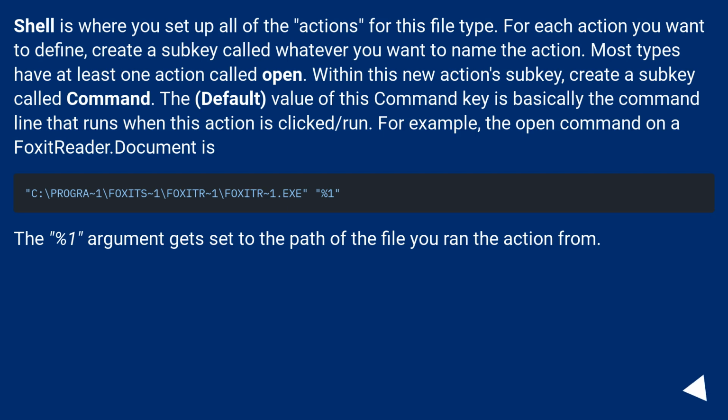shell is where you set up all of the actions for this file type. For each action you want to define, create a subkey called whatever you want to name the action. Most types have at least one action called open. Within this new action subkey, create a subkey called command. The default value of this command key is basically the command line that runs when this action is clicked/run. For example, the open command on a foxitreader.document is ... the %1 argument gets set to the path of the file you ran the action from.